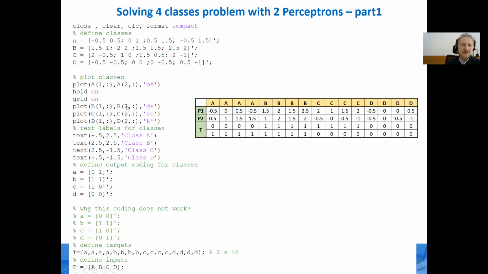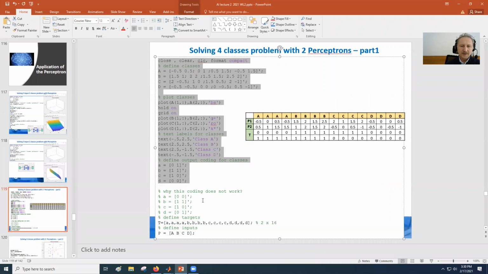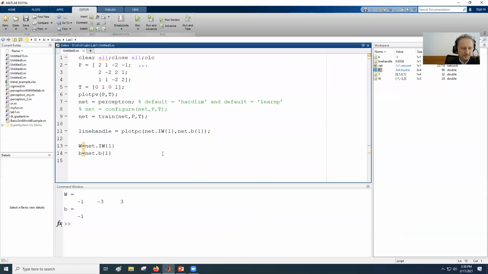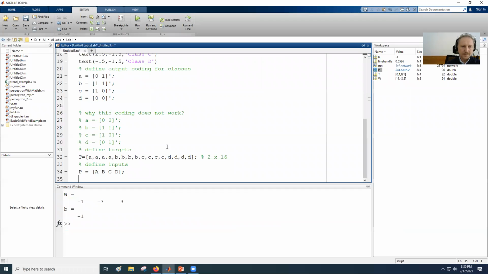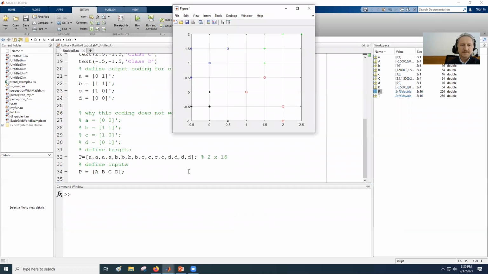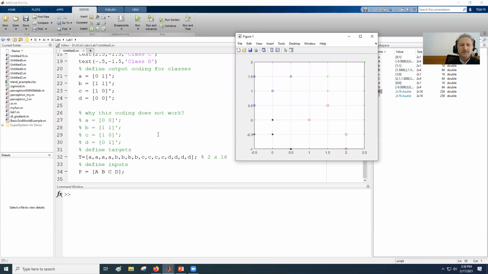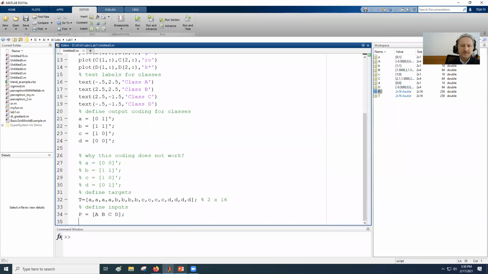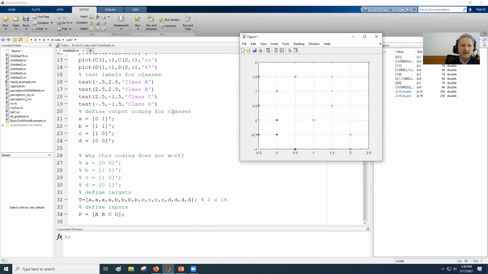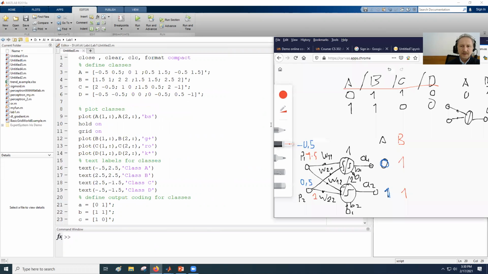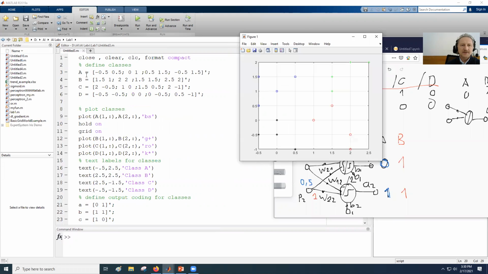Now let's apply this and solve this problem in MATLAB. Copy. Let's run till this place. If you run till this place, we have 4 classes of data. Some data comes from class A, some from class B, some from class C, and some from class D. You can see blue ones, green ones, red ones, and black ones.